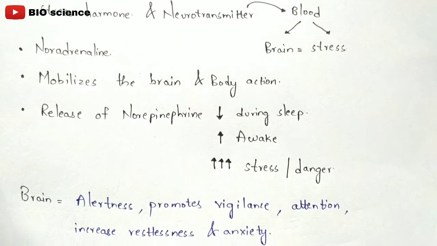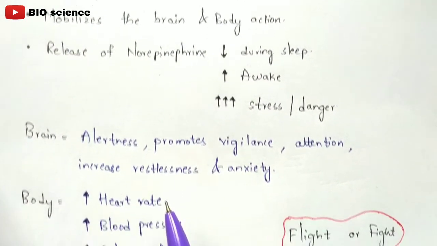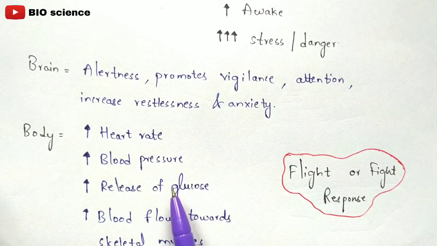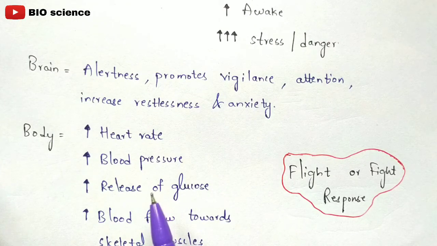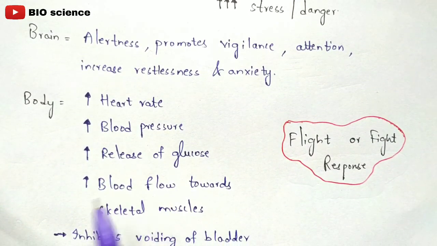In the case of the brain, norepinephrine promotes symptoms like alertness, vigilance, attention, and increases restlessness and anxiety. In the case of the body, it increases the heart rate, the blood pressure, and the release of glucose. Once the glucose, which is in the form of energy, is released, it is sent towards the muscles so that you can run away from that snake, and it increases the blood flow towards the skeletal muscles, right? Once the blood flow to the skeletal muscles increases, your muscles get stronger so that you can move far away from the snake, where you can run.